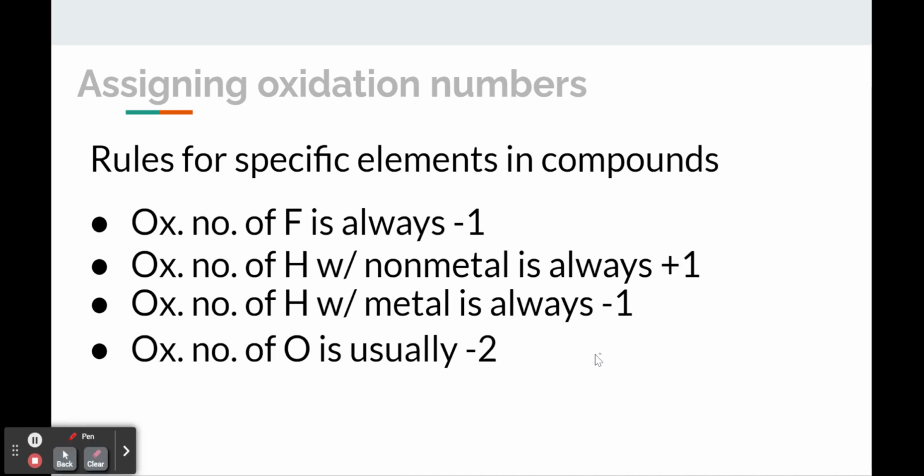Two exceptions to this are something called peroxides. And in a peroxide, you have O2 2 minus, in which the oxidation number is a -1. And then there's another ion called a superoxide, which is an O2 1 minus, and the oxidation number for that is a -1/2, as it turns out. But those are pretty rare. You're not going to see those very often. Peroxide shows up in a few ionic compounds, but you won't see those probably in this class. If you do, it would be pretty unusual.